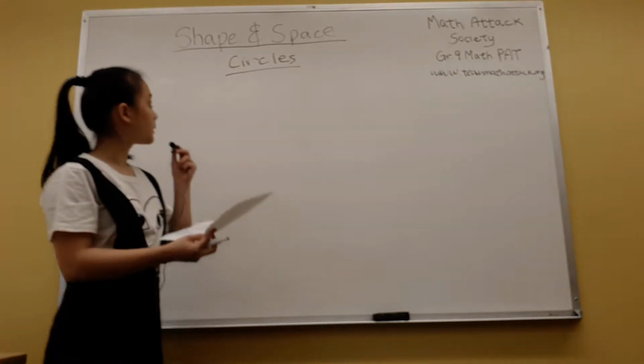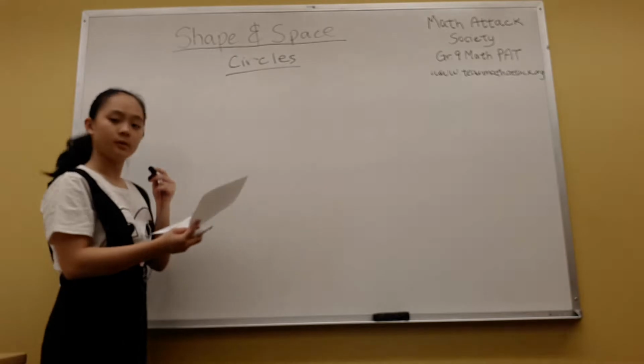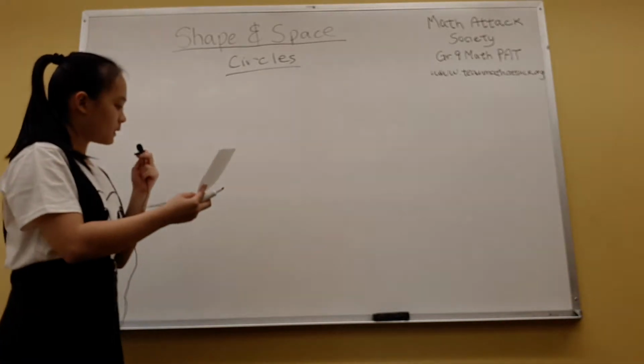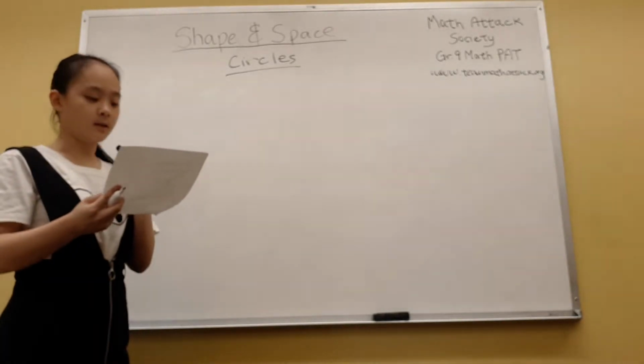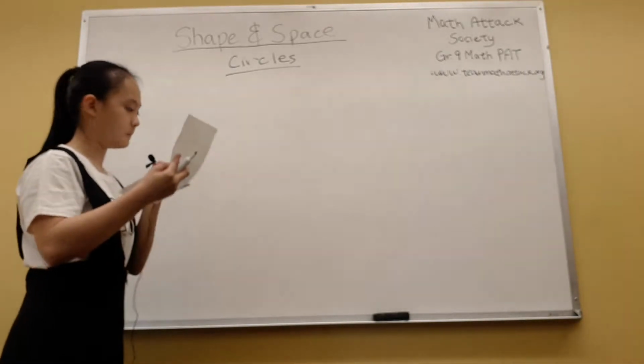So the first area we're going to be talking about is shape and space, and in specific, we're going to talk about circle geometry. So in grade 9, there are three main things to know about circle geometry, and we're going to start with the first one, the chord bisector theorem.